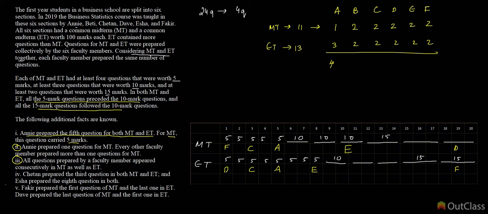Now we come back to the clue that we didn't use. Third one, all questions prepared by a faculty member appeared consecutively in each paper. So we know that apart from A, everybody else did 2 each for both papers. A did 1 plus 3. Now that means 2 F's together, 2 C's together. In MT, A did only 1. There are 2 D's, there are 2 E's, there are 2 B's.